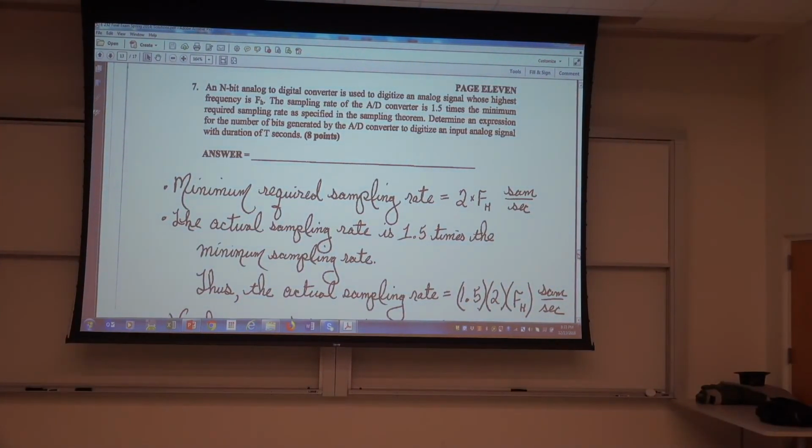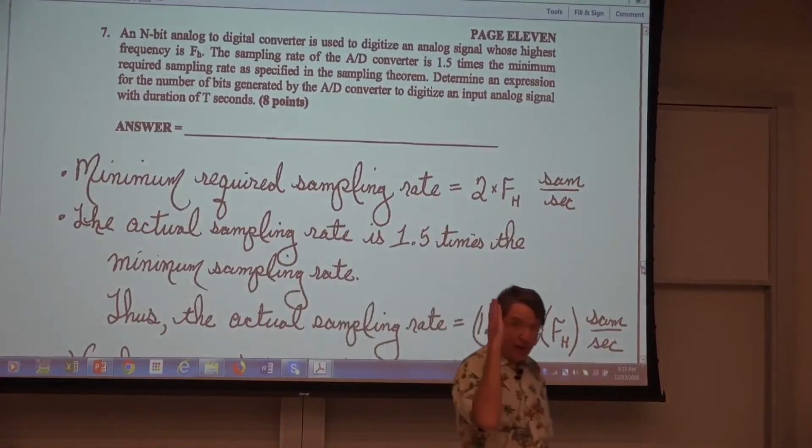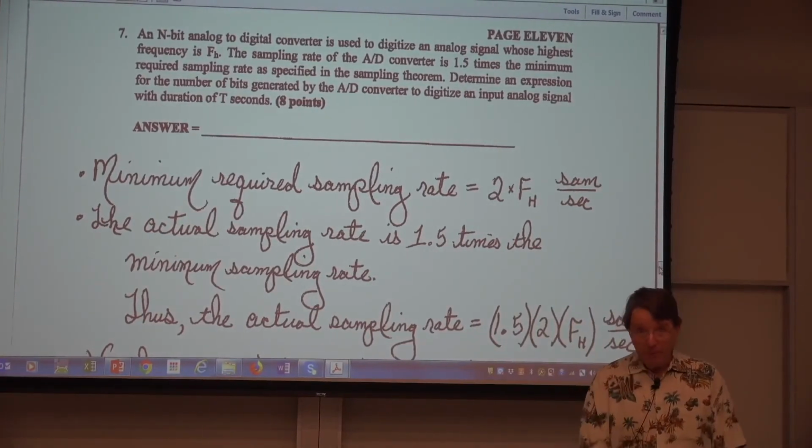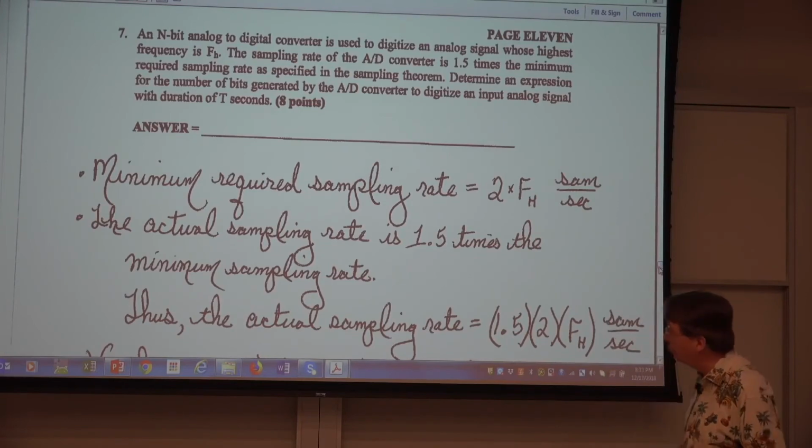Now, you have an N-bit analog to digital converter. All right, stop right there. N-bit A to D converter. That means each sample is converted to N bits. Remember, we sample and then we measure the height of the sample and convert it to a group of bits. An N-bit A to D converter means that each sample has N bits.